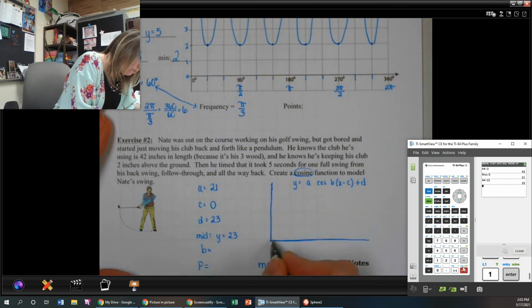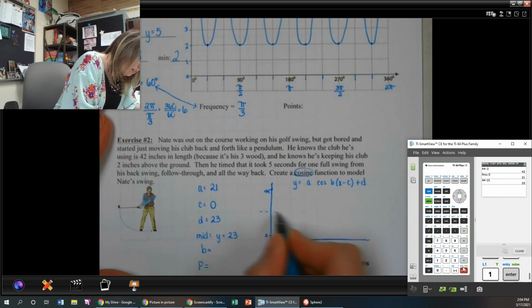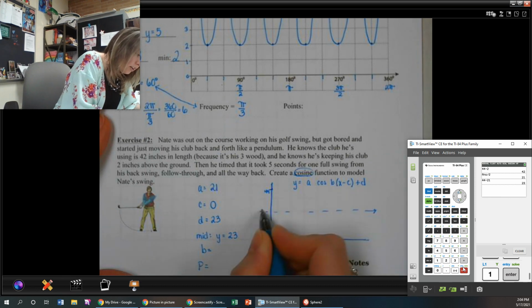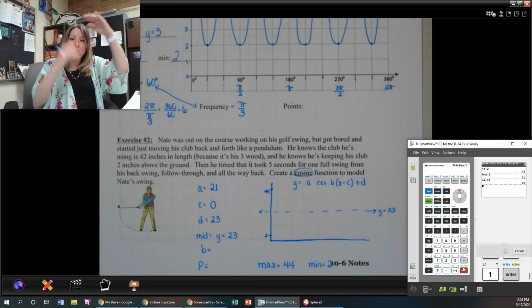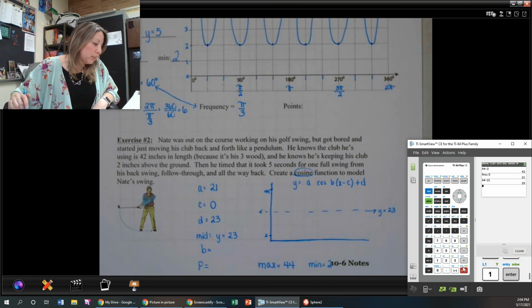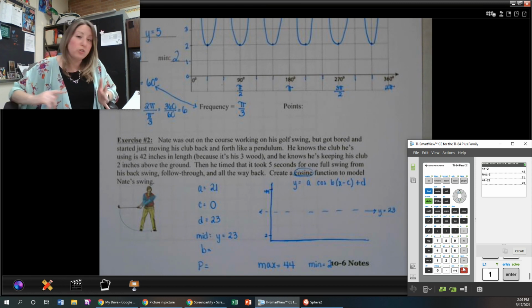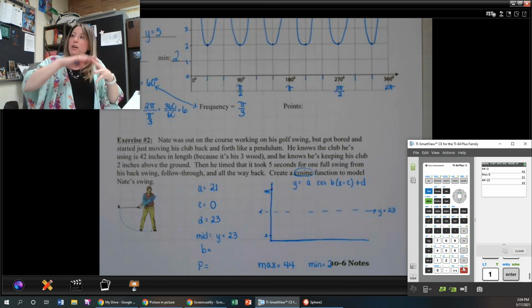So if I'm sketching, and here's my 2 inches off the ground, and here's my maximum of 44, my midline right here is your y equals 23. Okay, and then we're 21 above on each side. 21 above, 21 below, on each side of the midline for that particular thing. So you've got your amplitude of 21, and we're still starting at the point we usually start at, which would be the top, right? And then heading down to that 23 midline, and then let's see.